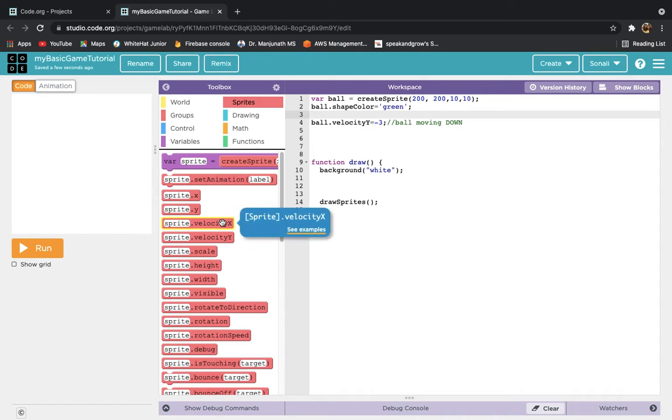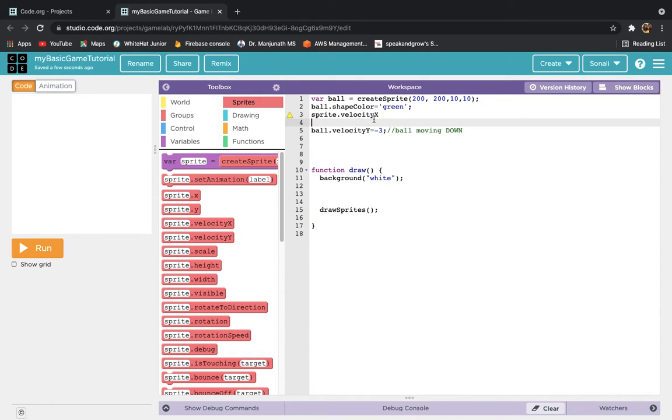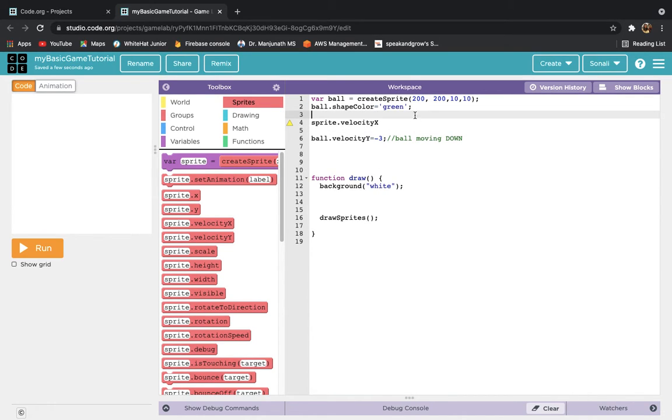Now the question is, what if I give both of the velocities, not only y? If we give only y, it is moving up and down, and if we give only x, it is moving left and right. So now what we will do? We will give both of the directions. Suppose let me make both of the directions positive 3.